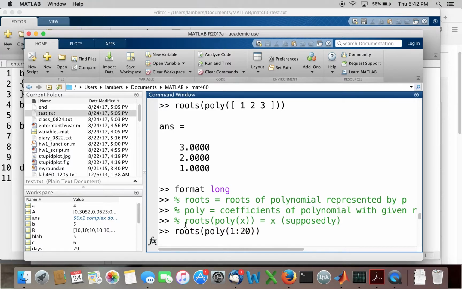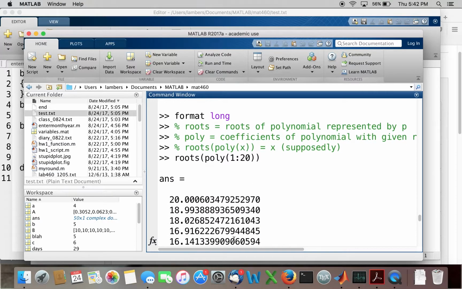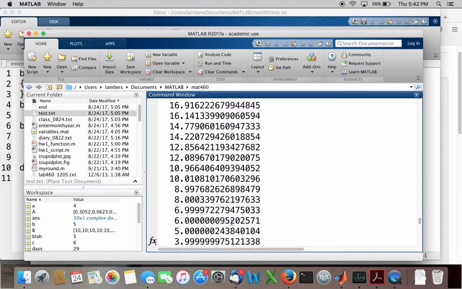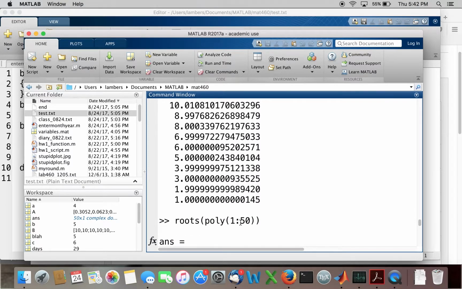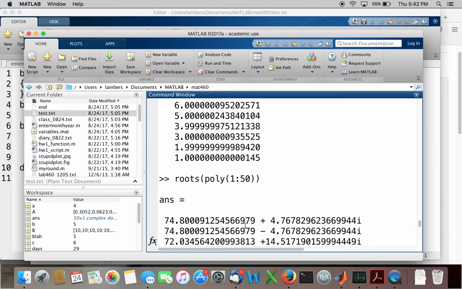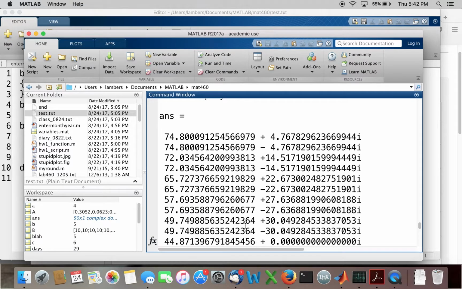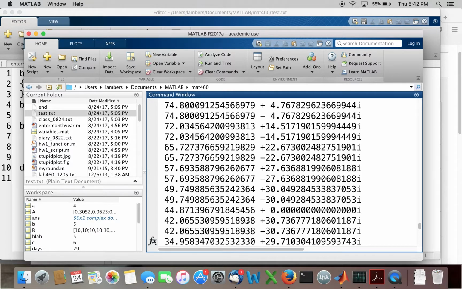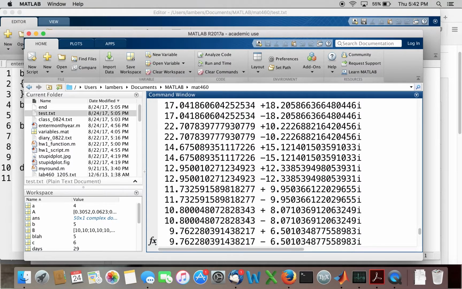So if I take roots of poly of 1 to 20, I expect to get 1 to 20 back. But I don't. This is because of round-off error, and this is an ill-conditioned problem. This is something I'll talk about starting next week when we get to Chapter 2. So this is kind of a preview of that. And in fact, if I do 1 to 50, it gets even worse. I expect the roots 1 to 50, but I get complex numbers, and most of the magnitudes are way off. So things went very badly in this case.